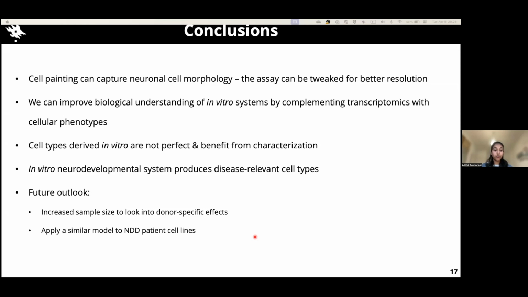And in the future, amongst the many things that we want to work on, one thing is to have an increased sample size to look more into these donor-specific effects and this kind of cross-modality comparison, and then to also, of course, apply this to model neurodevelopmental disorders.